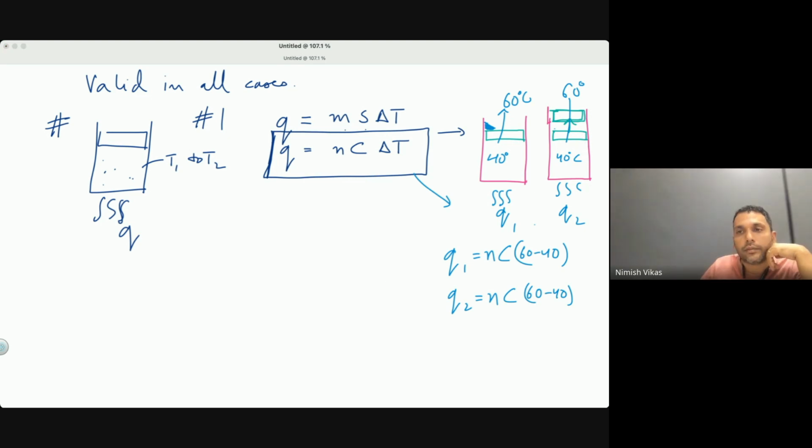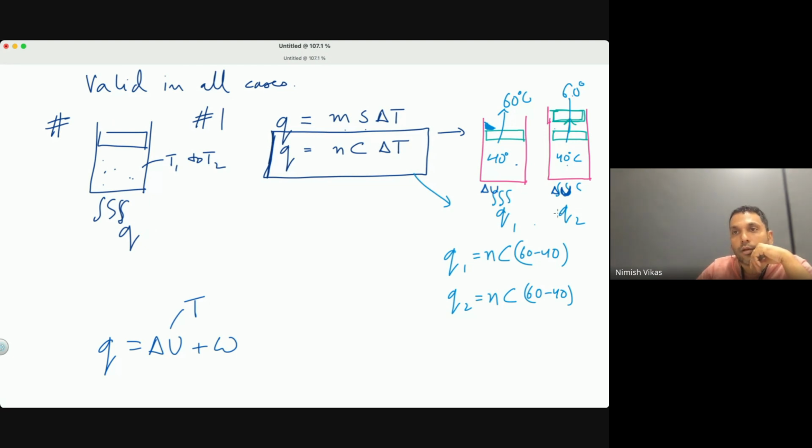Absolutely right. We are thinking of only three things: Q, internal energy, and work. Internal energy only depends on temperature. In both cases, the internal energy change is exactly the same, because the temperature change is exactly the same. Just remember, internal energy is a direct mapping on temperature.